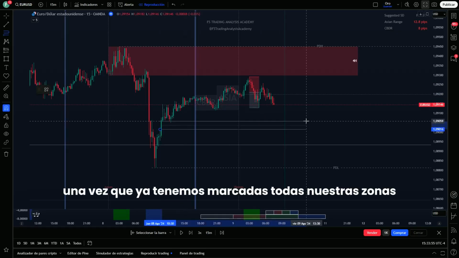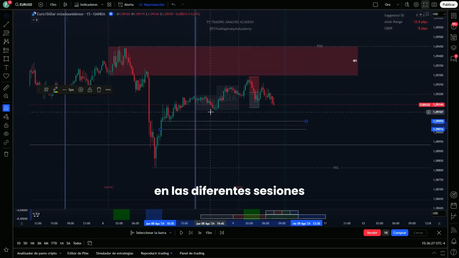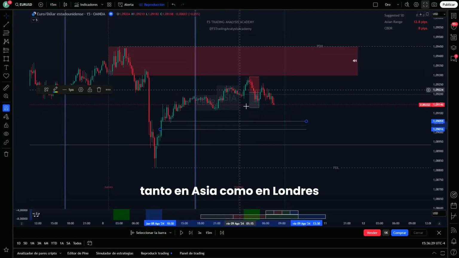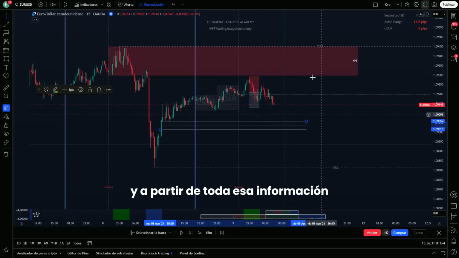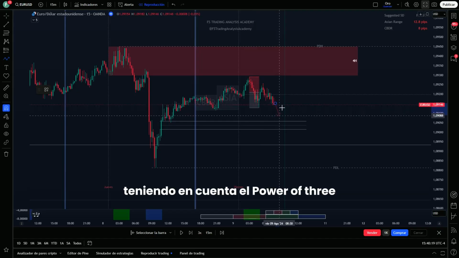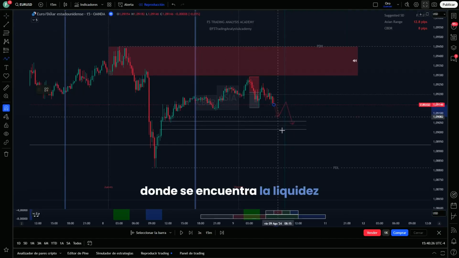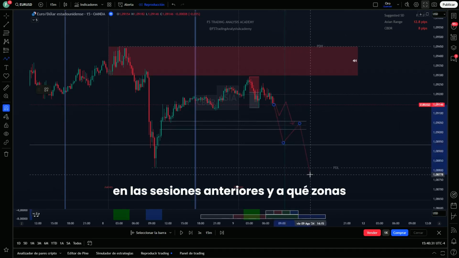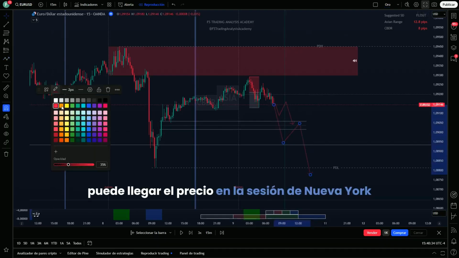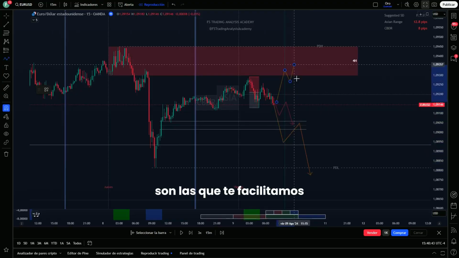We'll analyze how the price developed today across different sessions like Asia and London, using that info to keep our chart clean and clear. We'll make our projections using the power of 3 for the session, looking at liquidity, previous movements, and where the price might go in New York. And these are the same projections we provide for you every day in our daily analysis.